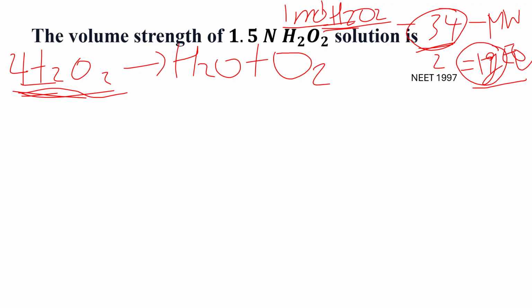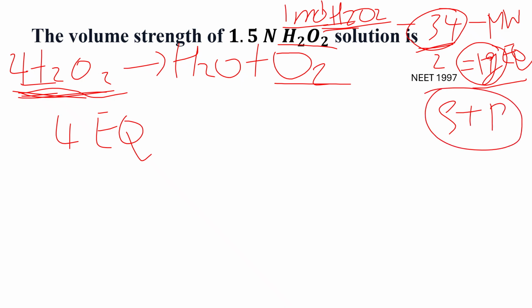In this 2 moles of H2O2, there are 4 equivalent weights of H2O2. It will produce 1 mole of oxygen gas at STP. The definition is nothing but, in 1 liter of hydrogen peroxide, how much volume of oxygen gas is released at STP. This is the complete definition. 4 equivalents of hydrogen peroxide release 1 mole of O2 in STP condition.